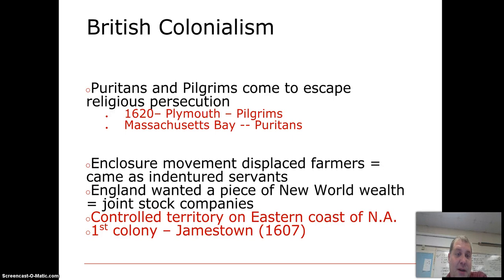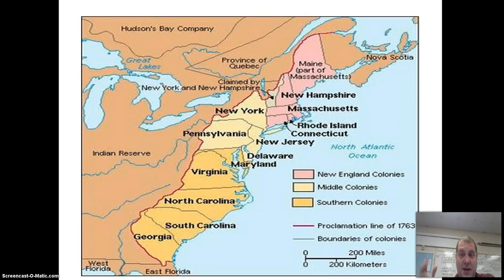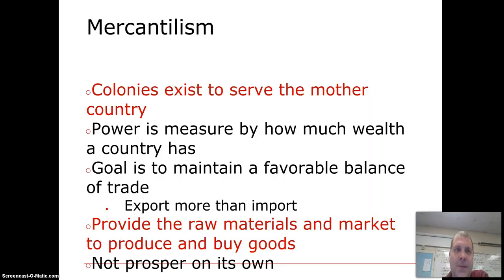England wanted a piece of New World wealth, so they started joint stock companies because they wanted the money. They sent people over here to start companies. Basically, they had a founder back over there who sends somebody over here, and they try to get going on it because they like money. How many colonies do you have? If you guess any number other than 13, you are wrong.